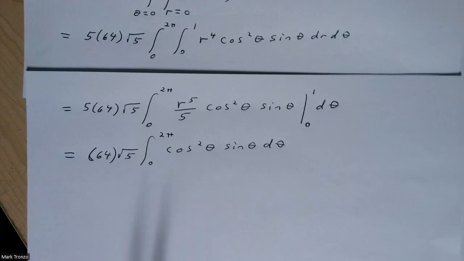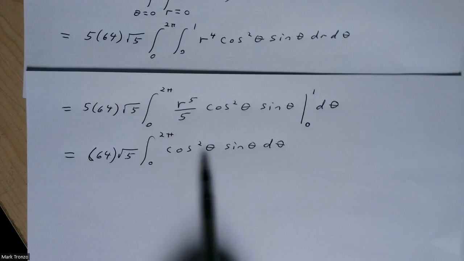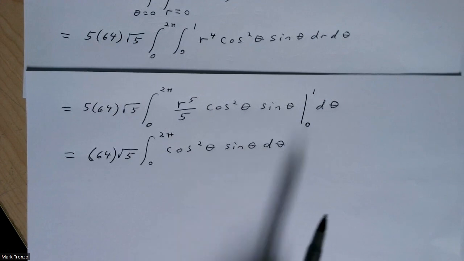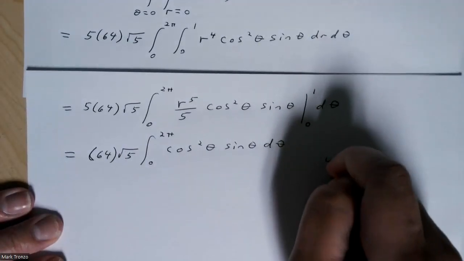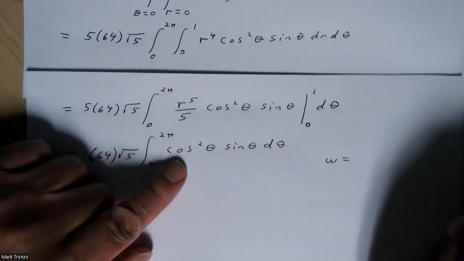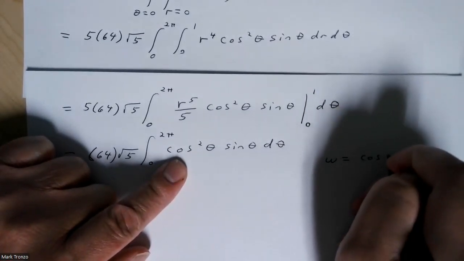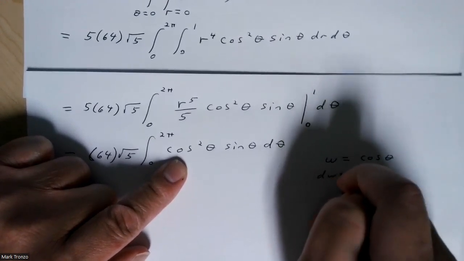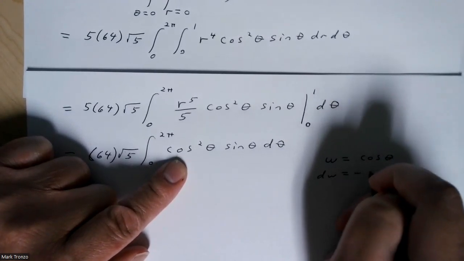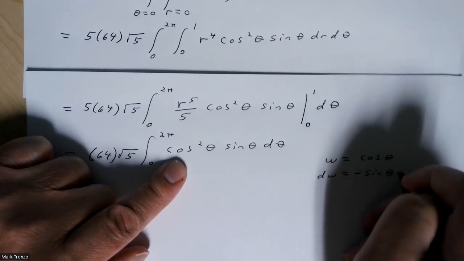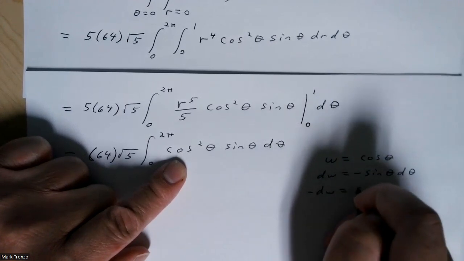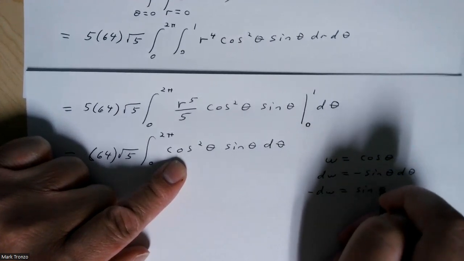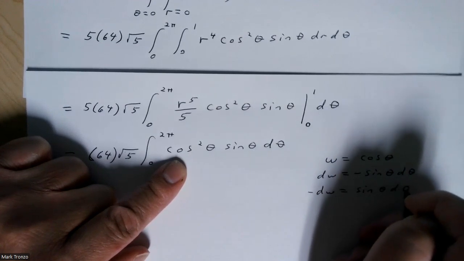And then finally, you can probably do a substitution. Usually we call it u substitution, but since we used u already, I want to use a different letter so that we don't get confused. So we can probably do w equals cos theta, dw is going to be negative sine theta d theta, then negative dw is going to be sine theta d theta.